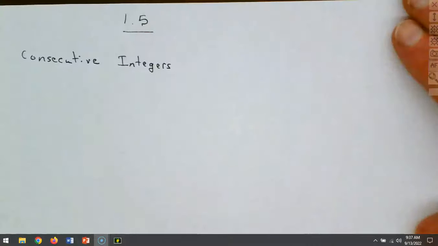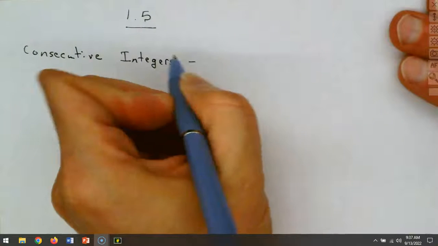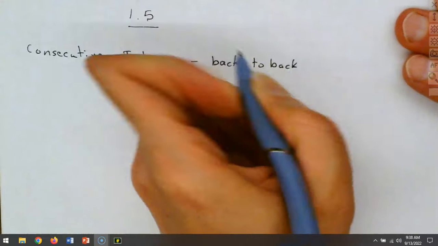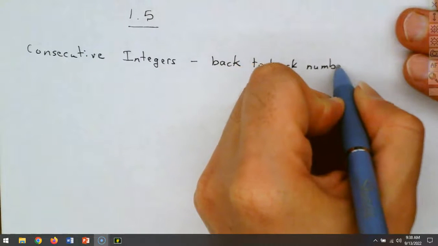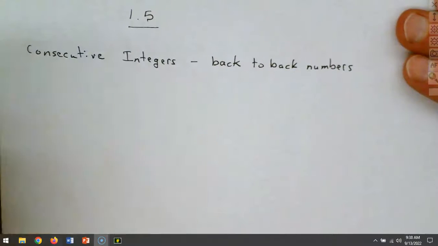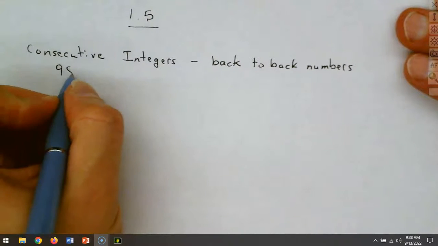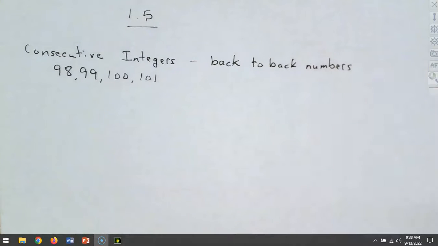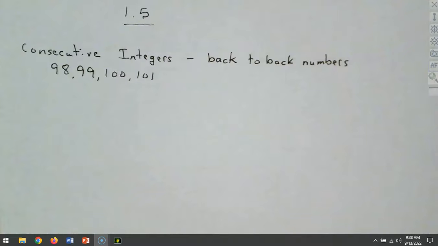So we're going to begin by looking at consecutive integers. And what are consecutive integers? Well, they're going to be back-to-back numbers. So consecutive integers would be things like 98, 99, 100, 101, and so on. Okay, so consecutive integers are back-to-back numbers. Now, when we talk about consecutive integers, we need to make sure we understand whether they are consecutive integers or even or odd. And if it just says consecutive integers, these have a gap of 1.